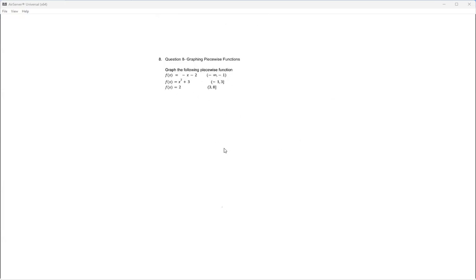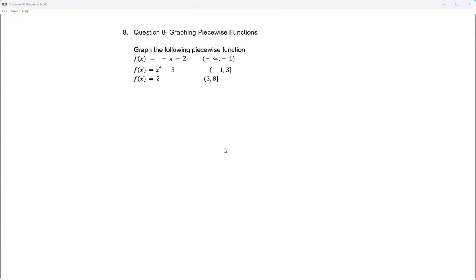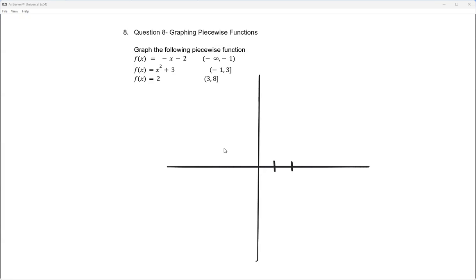All right, piecewise function. Let me do this here real quick. Let me draw this out. All right. So let's maybe graph this. We have 8 spots here. So we want 1, 2, 3, 4, 5, 6, 7, 8. And 1, 2, 3, 4, 5, 6, 7.